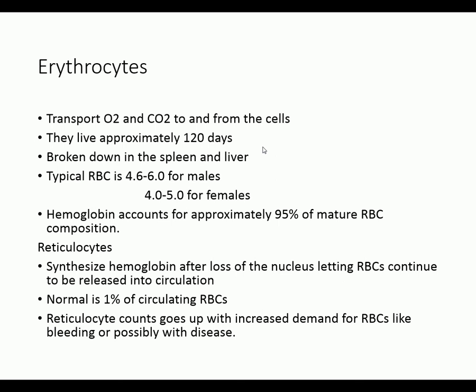Substances needed in the formation of hemoglobin and red blood cells are your iron, your B12, folic acid, copper, pyridoxine, cobalt, and nickel. A lack of any of these can result in anemia. Okay?